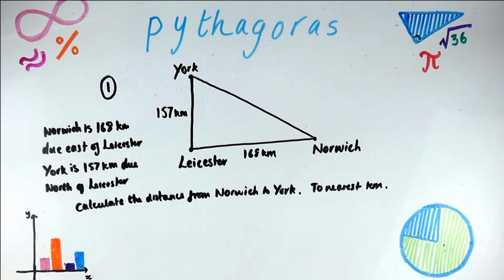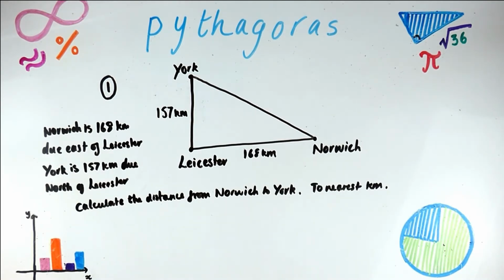So here's a practice exam question. We've got Norwich is 168 kilometres due east of Leicester. York is 157 kilometres due north of Leicester. Calculate the distance from Norwich to York to the nearest kilometre. And the diagram is also given in the exam question.